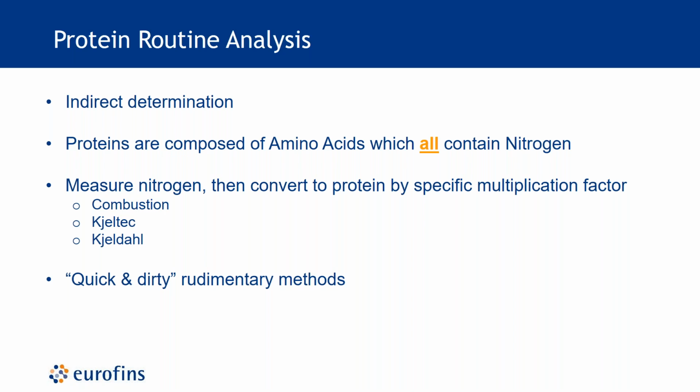These are quick and dirty, what I call rudimentary methods, that were established a long time ago and have not changed that much, especially with respect to the factor that is used to calculate protein. But really, what I want to drive home is that the protein analysis we use today is derived off of the premise that all amino acids contain nitrogen, and that which we know not to be true is exclusive to amino acids. And I'll touch on that in a little bit here.